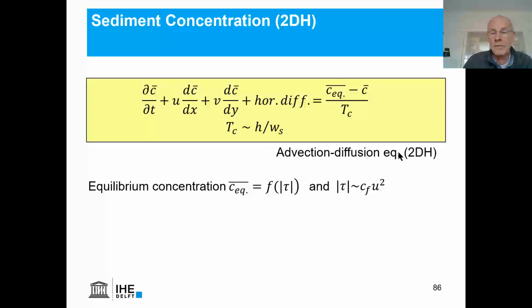So how does it work? For instance, if you start from rest and suddenly you have a flow, then the actual concentration is 0, but your equilibrium concentration would be a direct function of the velocity. And so this will mean that sediment will be picked up from the bed. This will be a positive term, and then that will be advected and will lead to an increase in the actual concentration until the whole situation becomes equal to the equilibrium concentration.